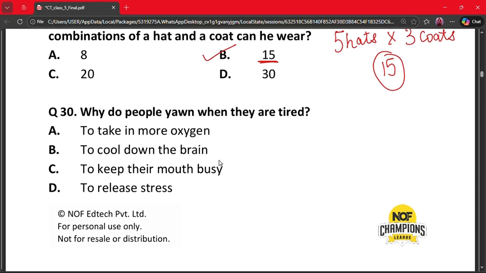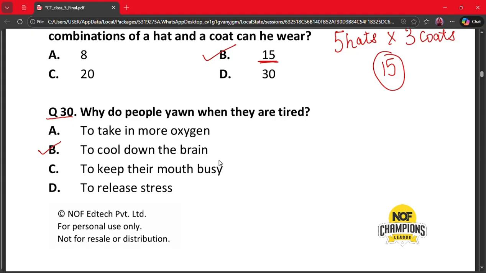Our next question is question number 30. Why do people yawn when they are tired? A. To take in more oxygen. B. To cool down the brain. C. To keep their mouth busy. And D. To release stress. The correct answer is option B, to cool down the brain.